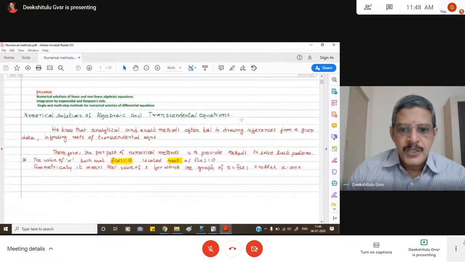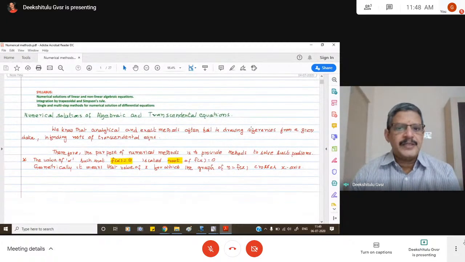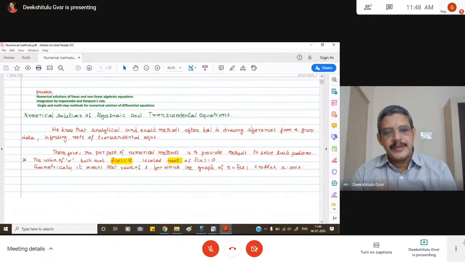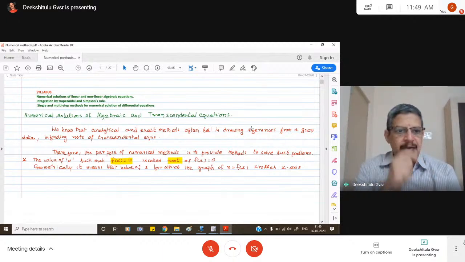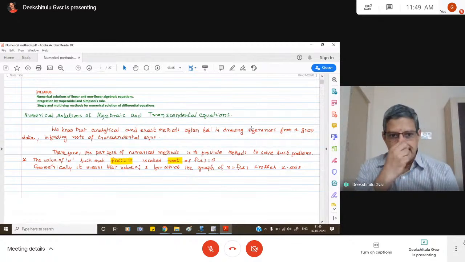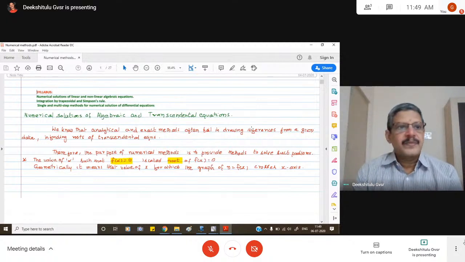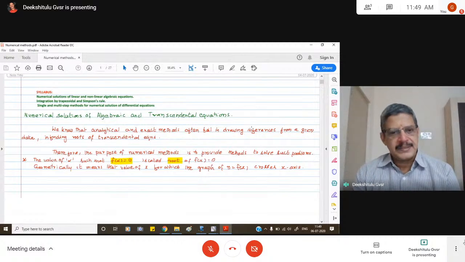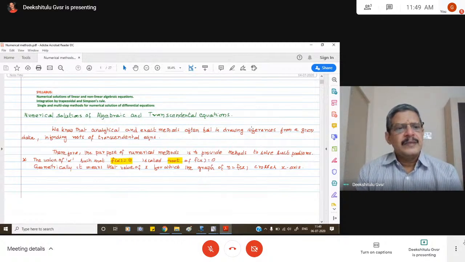In numerical methods, 90% of the contents are like this: numerical solutions of linear and nonlinear algebraic equations, integration using trapezoidal and Simpson's rules, and single and multi-step methods for the numerical solution of differential equations. This is the brief syllabus of numerical methods. But in the syllabus of GATE, the methods are not mentioned.